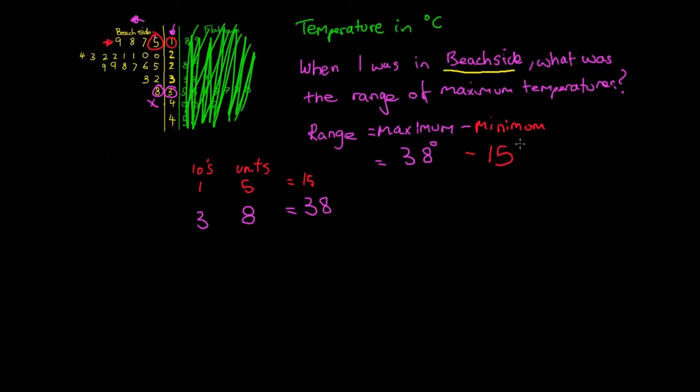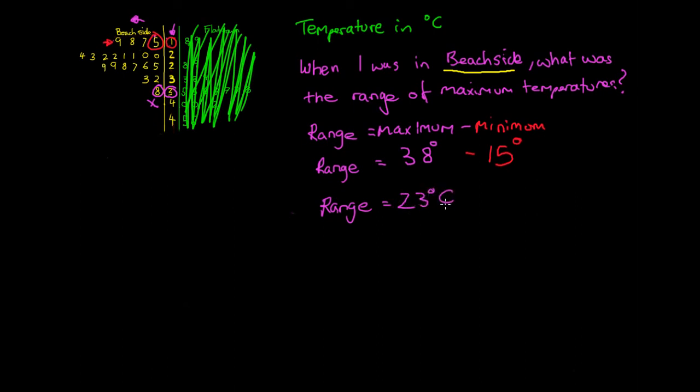And remember, these are in degrees Celsius, so I've got 38 degrees Celsius minus 15 degrees Celsius. All I need to do now is solve this equation. My range is my maximum minus my minimum, 38 degrees minus 15 degrees, so my range is just going to be 38 minus 15, and that comes out to be 23 degrees Celsius. That would be our final answer here.